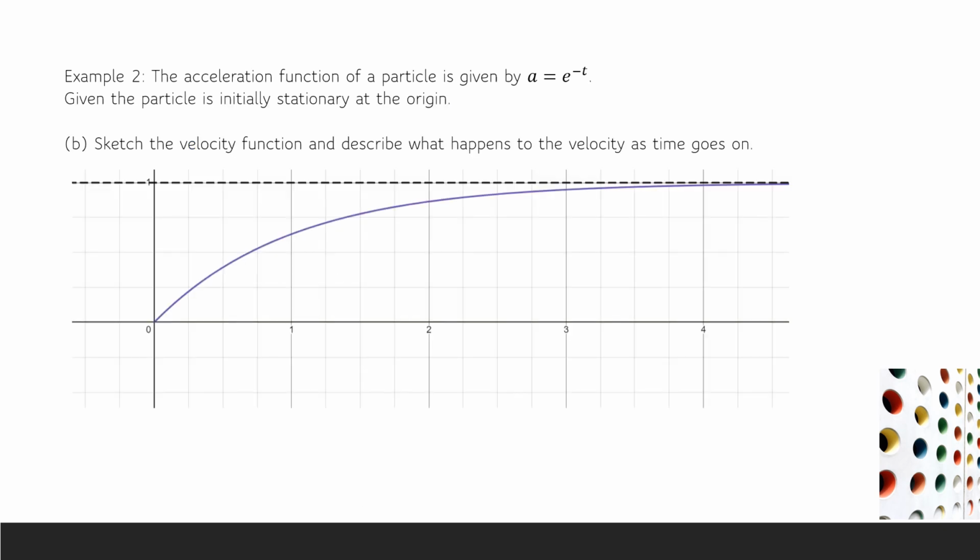The acceleration function is a equals e to the minus t. Sketch the velocity function and describe what happens to the velocity as time goes on. Well, that is the velocity function, minus e to the minus t plus 1. The velocity is initially 0 and increases as the velocity approaches 1. So remember, the velocity was v equals minus e to the minus t plus 1. So therefore it approaches 1. So that's how we sketch our velocity function and how we describe it.